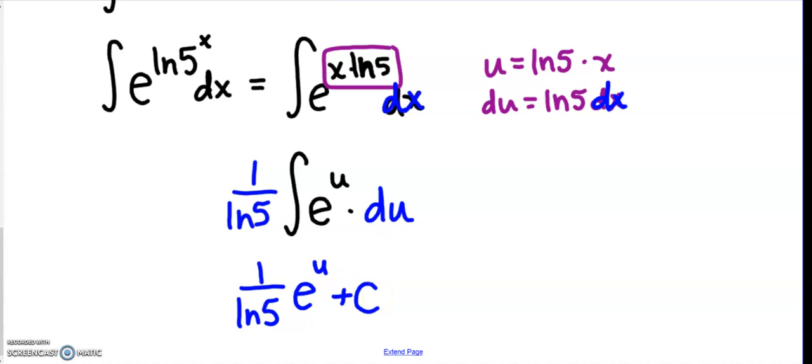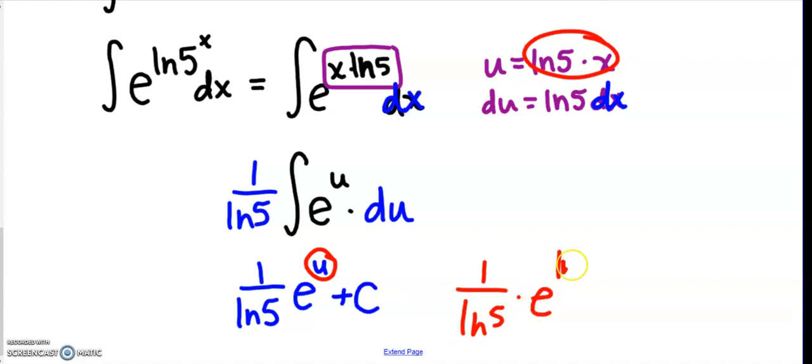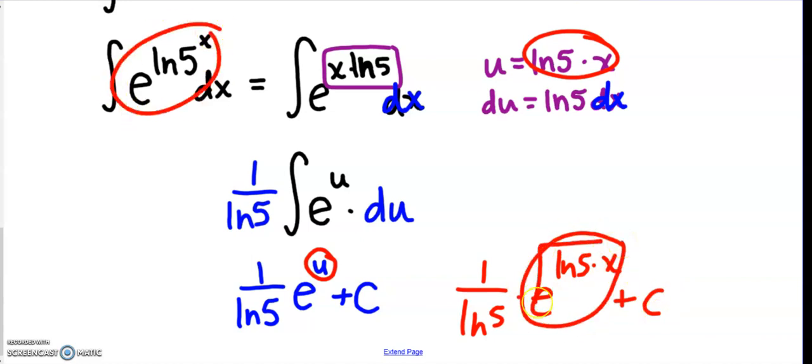The only thing is I need to go back and replace my u value. My u right here was supposed to be natural log of 5 times x. So I'm going to have 1 over the natural log of 5 times e to the natural log of 5 times x. And I can go back and redo with this what I did with this. This whole thing is the same thing as just 5 to the x.